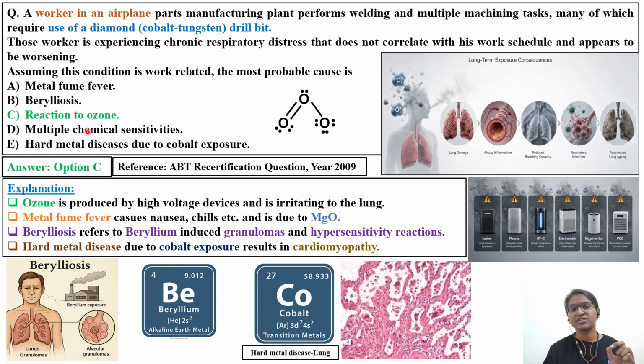Why is ozone the right answer? Why not cobalt or tungsten, which is given in the question? We'll try to understand. Ozone is produced by high voltage devices and is irritating to the lungs. Whatever instruments this particular worker is working on, he is dealing with high voltage equipment, and these devices will emit ozone, and upon repeated, long term exposure, this ozone is going to irritate the lung. I feel they are trying to confuse you, but the right answer is ozone.